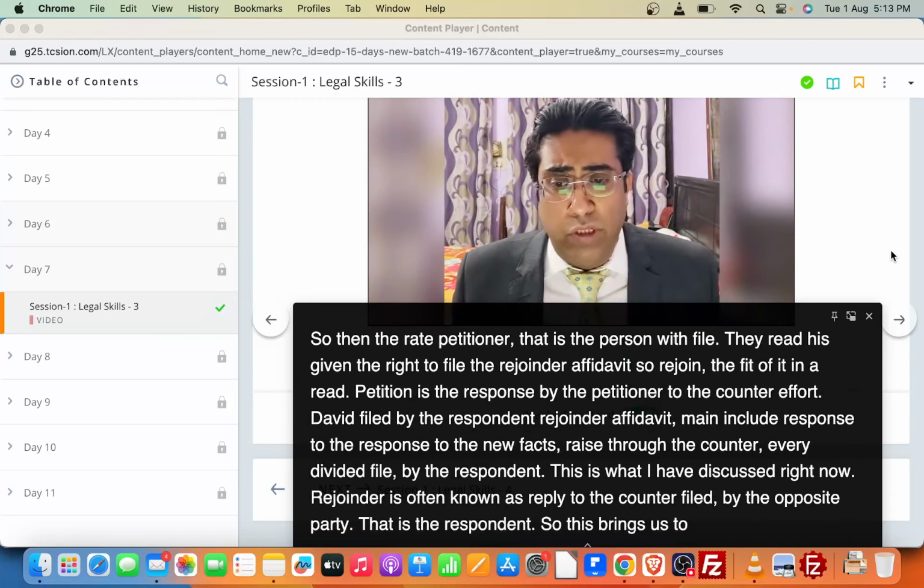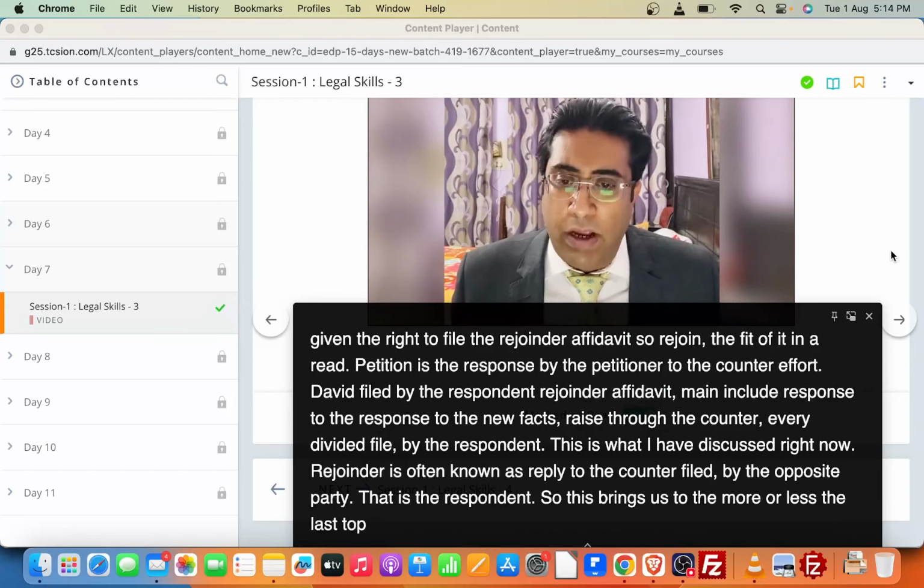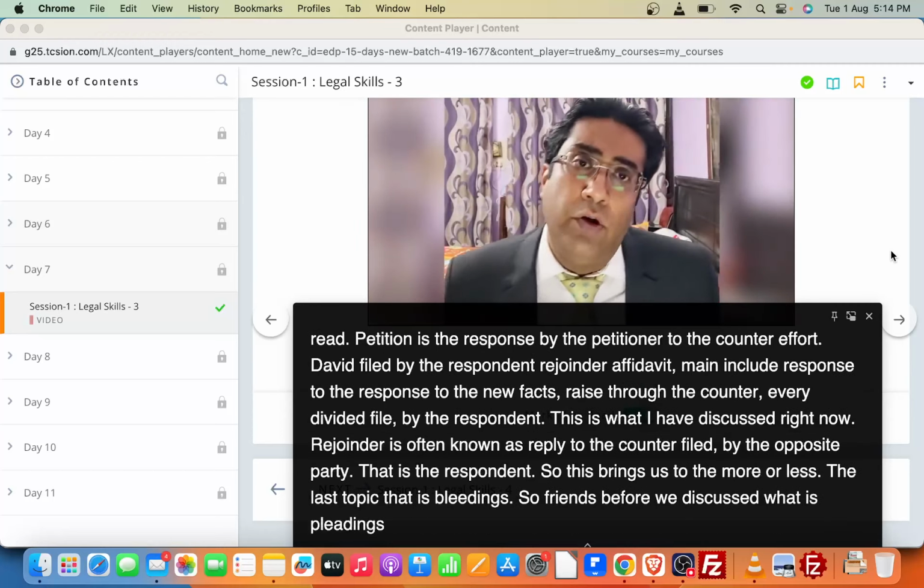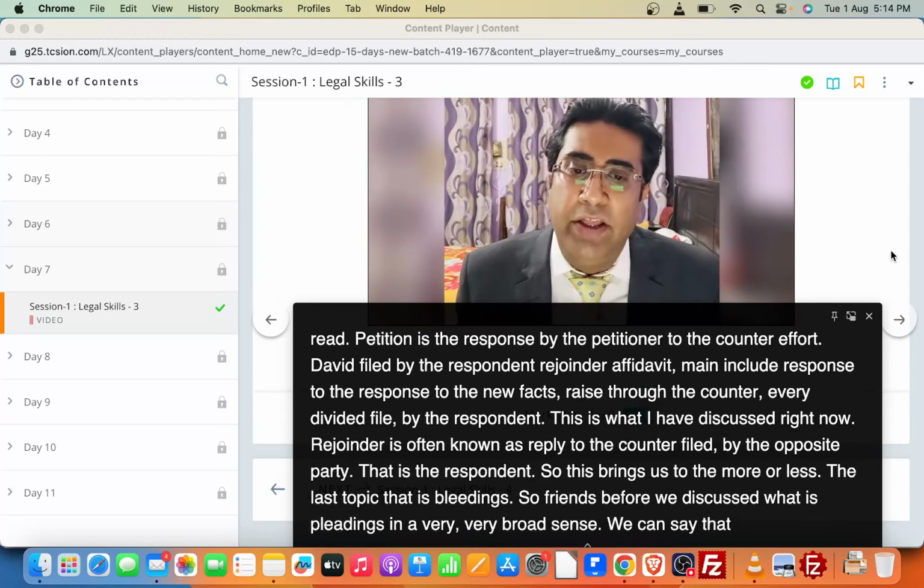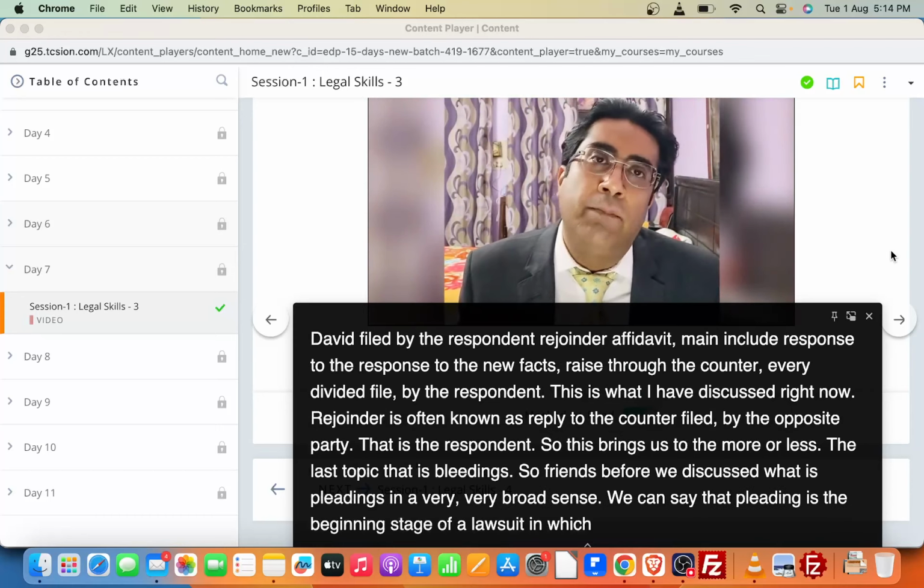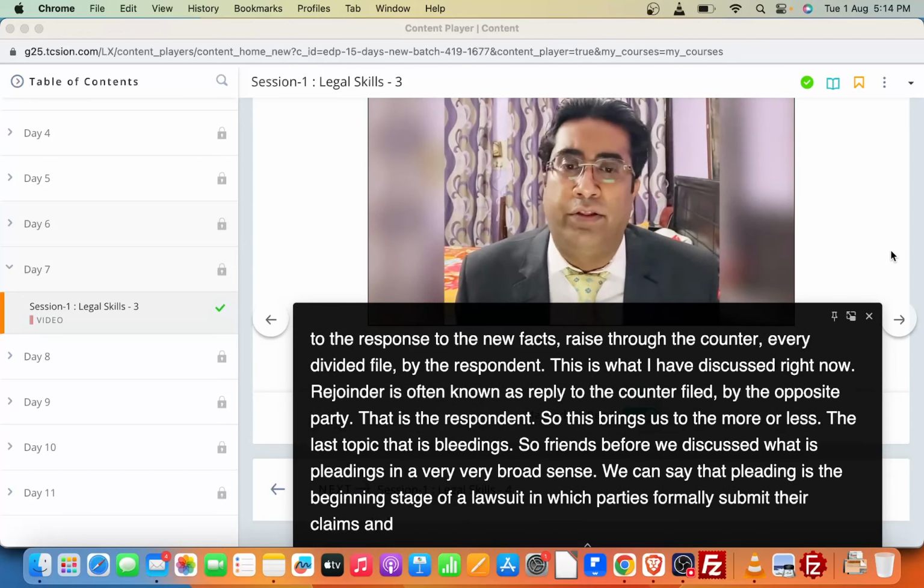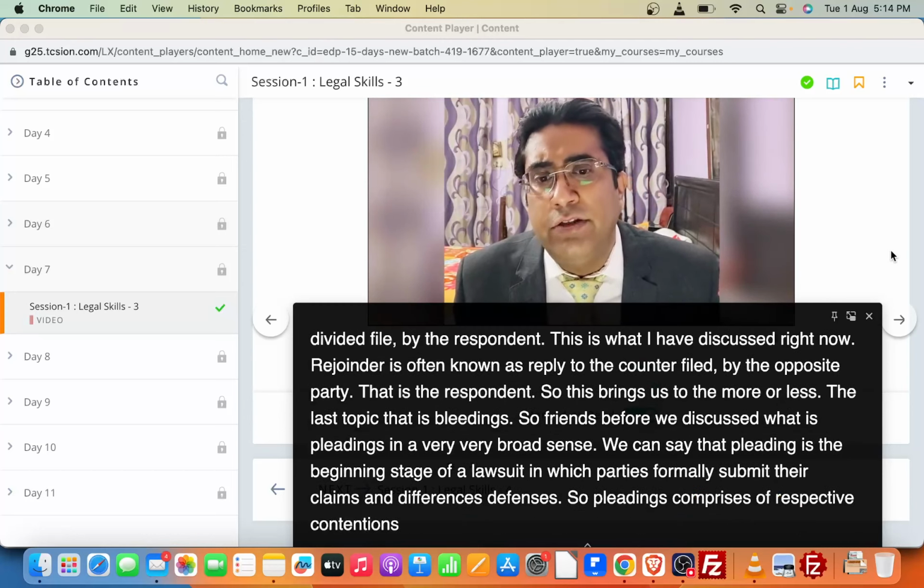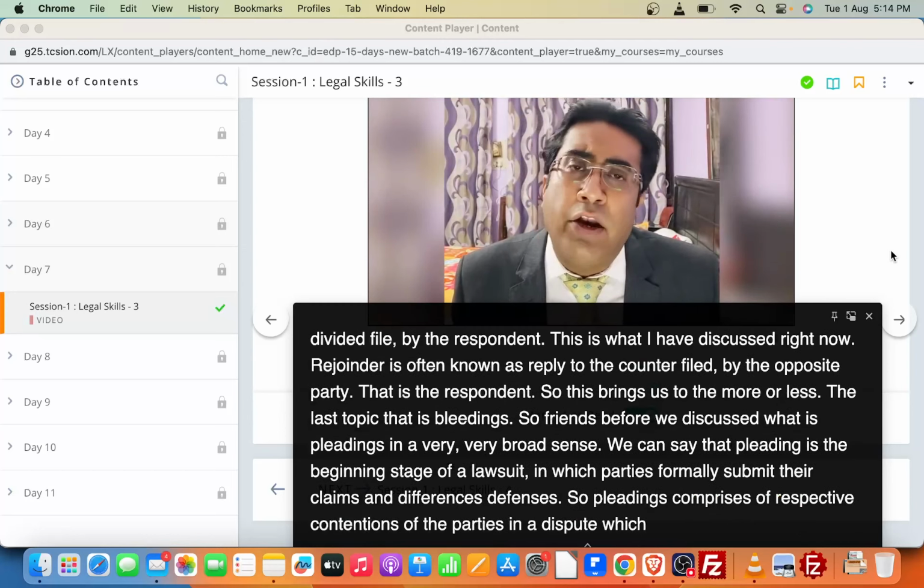So this brings us to more or less the last topic, that is pleadings. So friends, before we discuss what pleadings are, in a very broad sense, we can say that pleading is the beginning stage of a lawsuit in which parties formally submit their claims and defenses. So pleadings comprise the respective contentions of the parties in a dispute, which are reduced into writing.